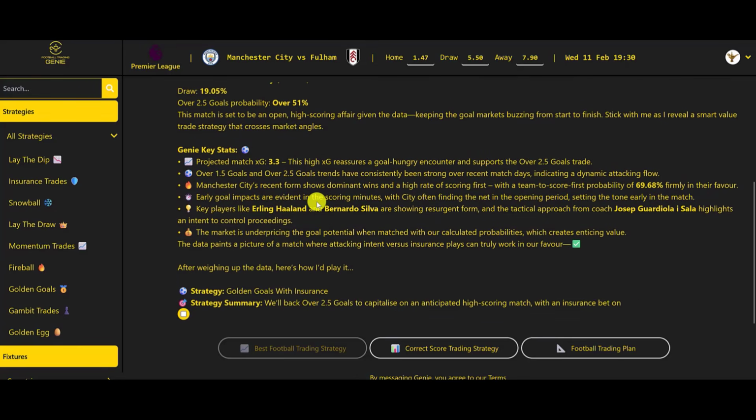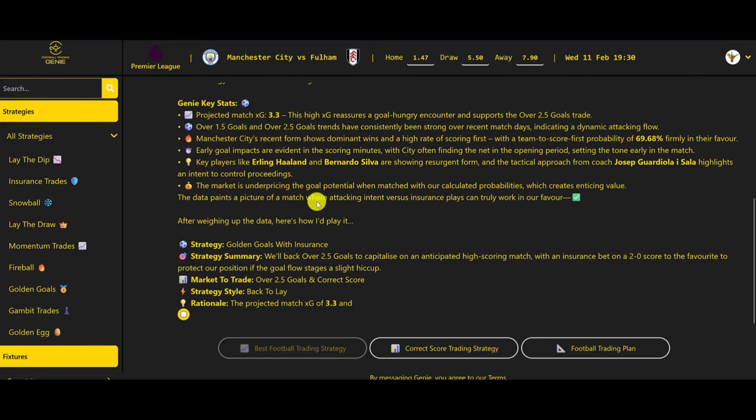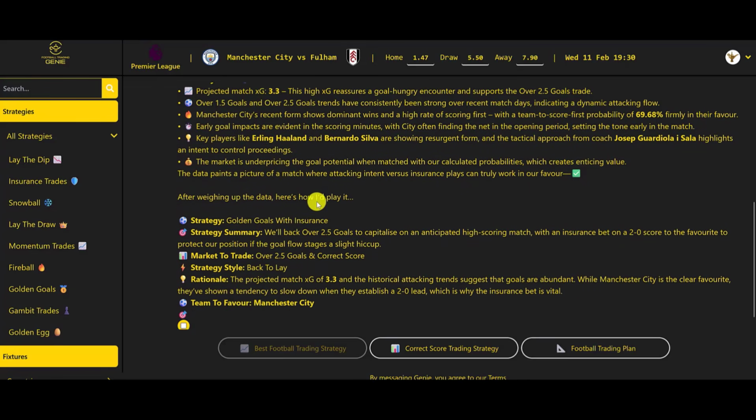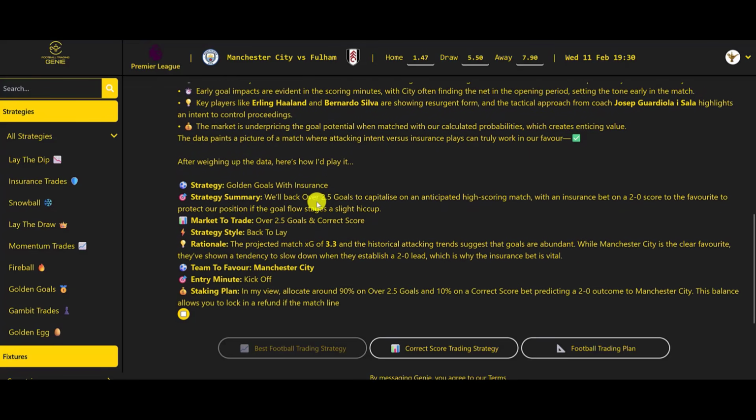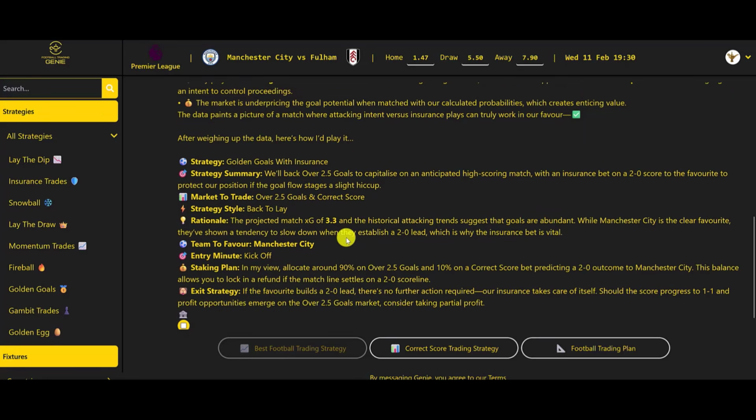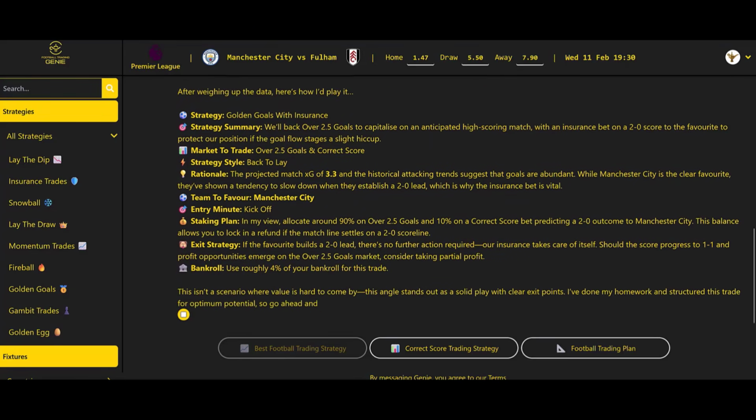And looking like we're going for this. We're going to back over 2.5 goals. We're going to take insurance on the 2-0 score to Man City. So anyway, let's get set up on this.